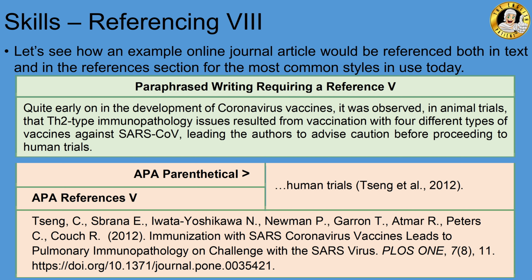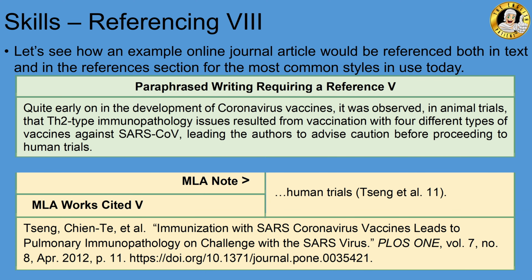Full stop. And then we have the name of the journal itself in italics, PLOS ONE. And then we have volume number, page number, 11, full stop. And then the DOI, which is the internet source where we can find this article.